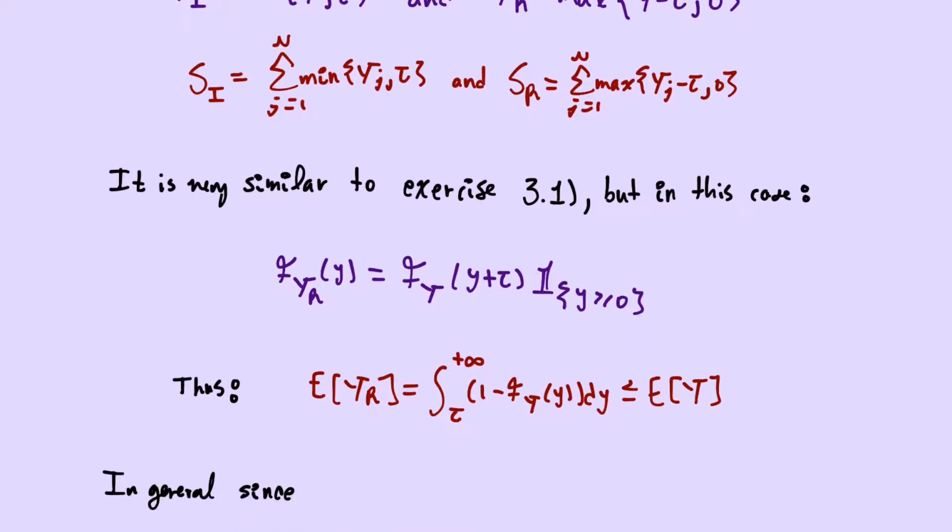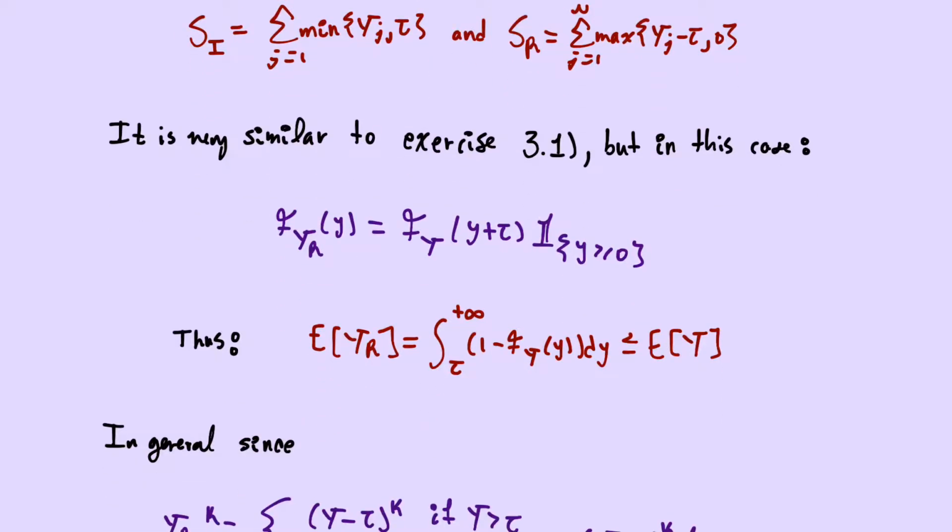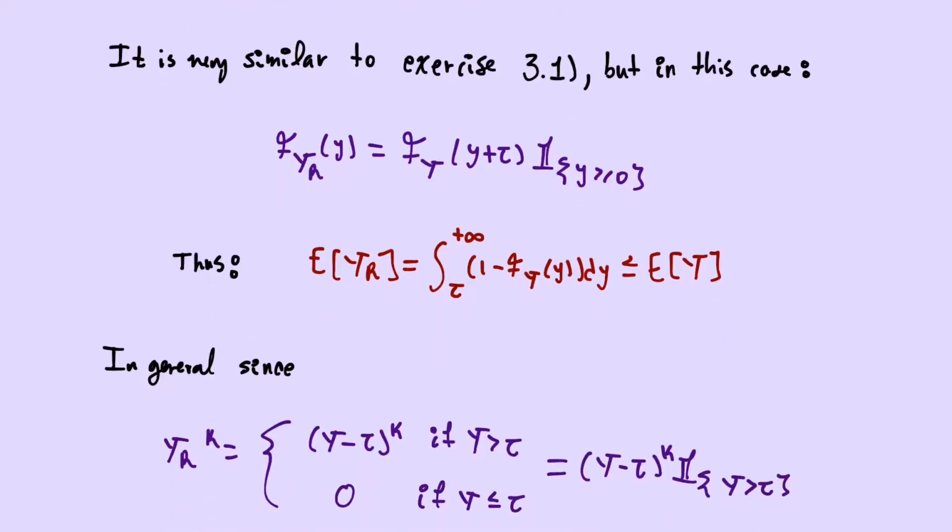Okay, it is very similar to the exercise, but in this case it would be the distribution function of the random variable Y^R evaluated in a real number y, and it would be F of y plus tau, where F is the severity distribution, when y is greater or equal than 0.